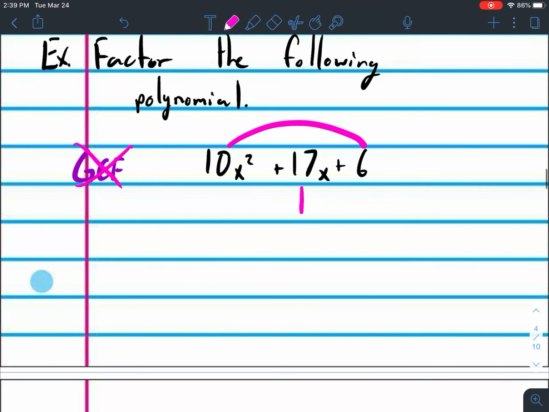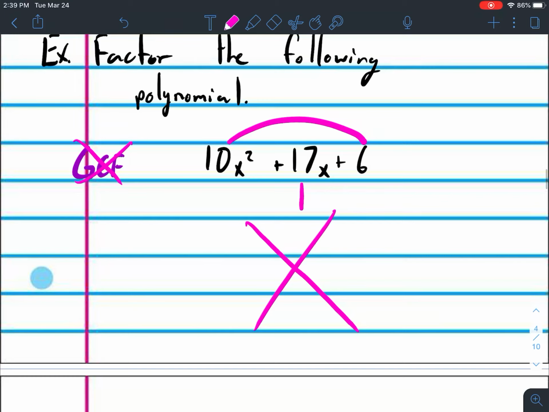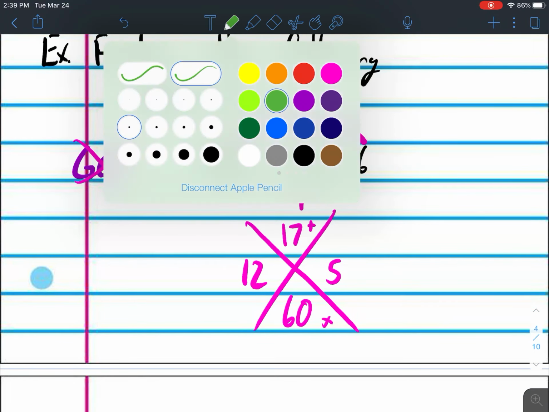So umbrella method. Do this, draw my x, bring down the middle number, what adds to 17, multiplies to 60? All right, so when you guys get this, you got to really sit back and trial and error on this. You guys have a lot of time to practice on these, so trial and error. What adds to 17 multiplies to 60? 12 and 5.